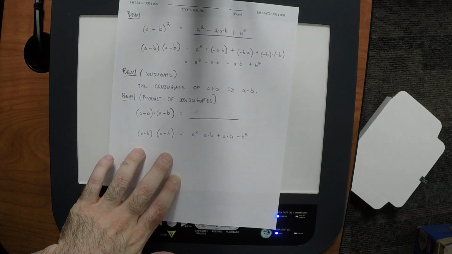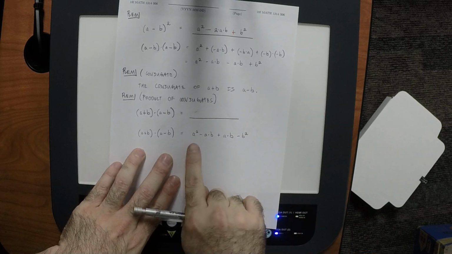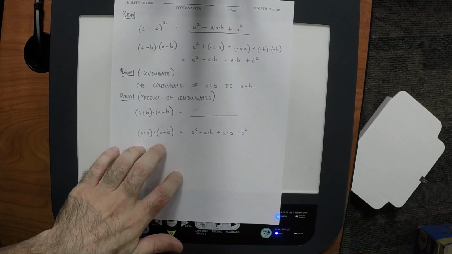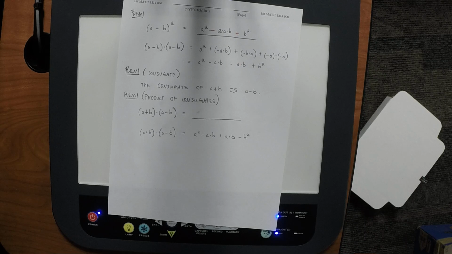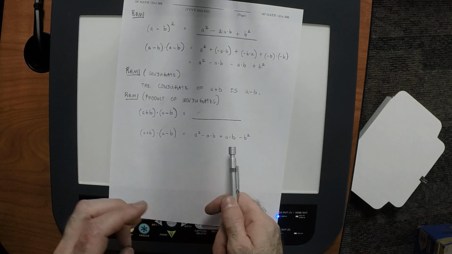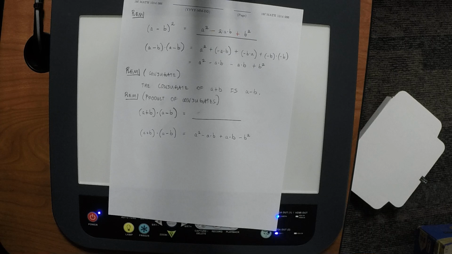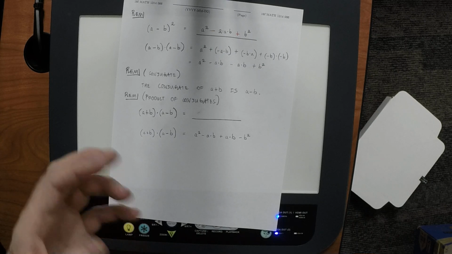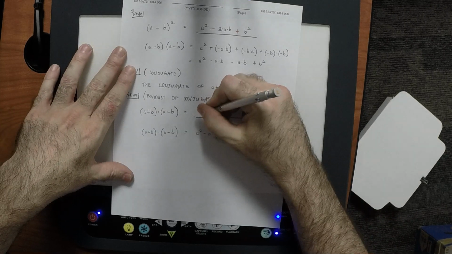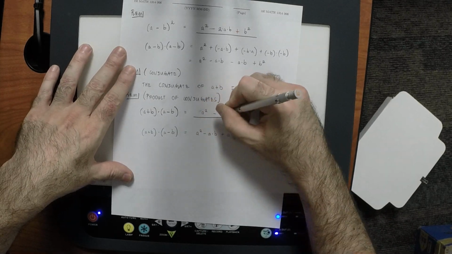So now, again, we still have an a squared and we still have a b squared. Notice that a squared is still positive, but now b squared is negative. And concerning the ab's, notice that here we've got a negative ab, and there we have a positive ab. As a result, in the formula, how many ab's will there be? None. So this is a squared minus b squared.